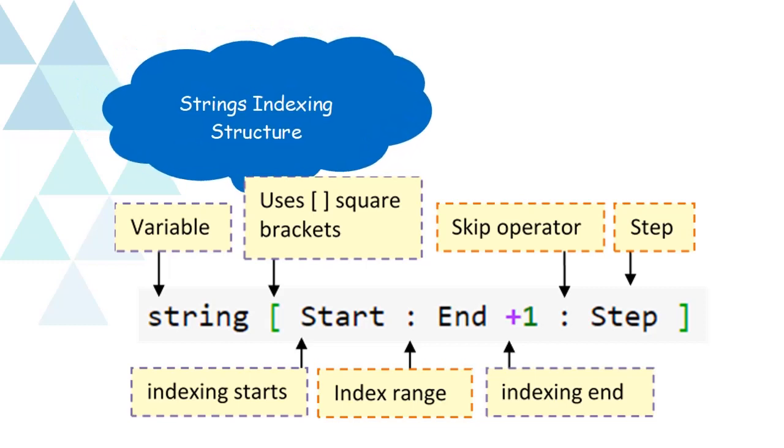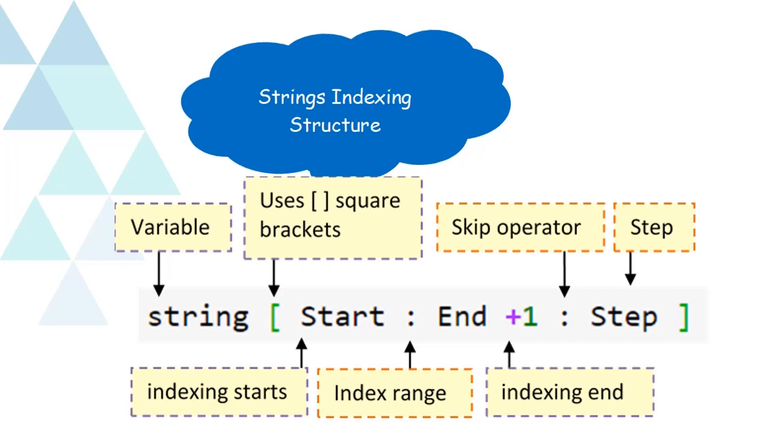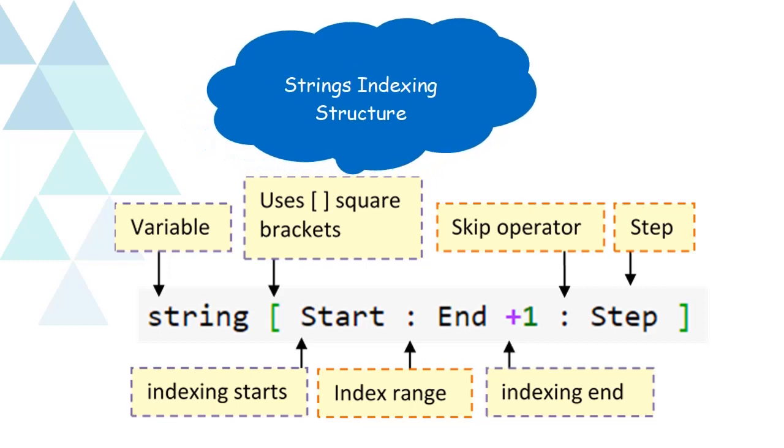String indexing structure: variable name, in the square brackets the starting index number, then a colon indicating the index range, then the index end represented by end plus 1, and another colon indicating the skip operator, and the last number indicating the step operator.